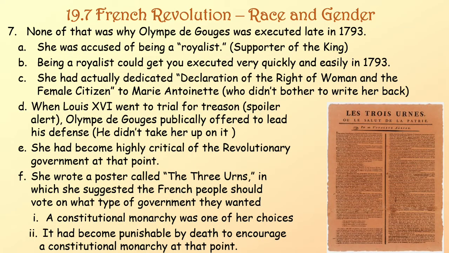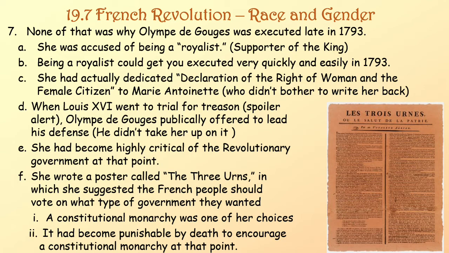None of that was why Olympe de Gouges was executed late in 1793. She was actually accused of being a royalist, a supporter of the king. Being a royalist could get you executed very quickly and easily in 1793, as we will find out. She had actually dedicated Declaration of the Rights of Woman and the Female Citizen to Marie Antoinette, who didn't bother to write her back. And when Louis XVI went to trial for treason, spoiler alert, he goes to trial for treason, Olympe de Gouges publicly offered to lead his defense. He didn't take her up on it, but she offered.